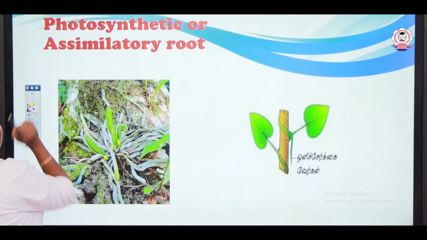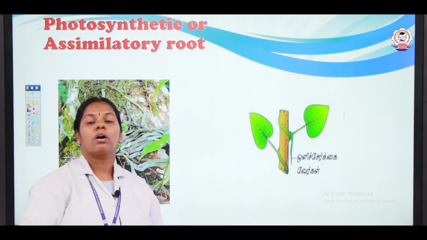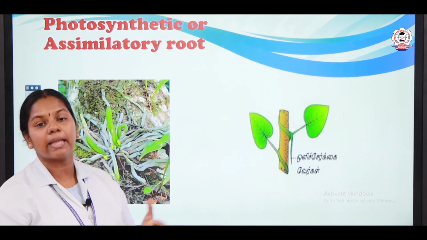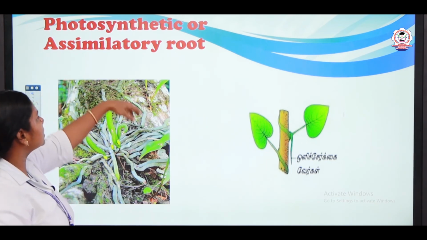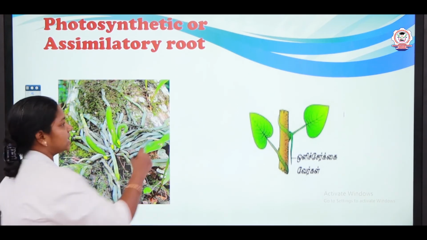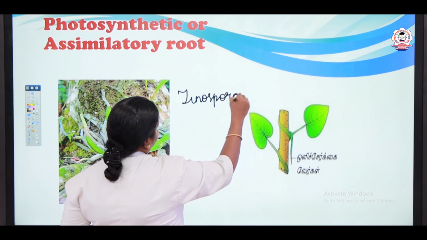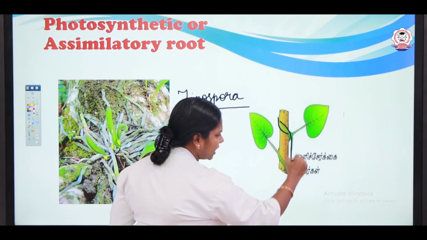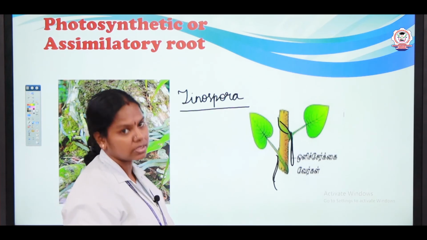So another function is the photosynthetic or assimilatory roots. Some roots develop chlorophyll and become green in color and perform the function of photosynthesis. Such roots we call photosynthetic or assimilatory roots. The example for photosynthetic roots is Ctenopsis. You can see the roots are also green in color and they perform the function of photosynthesis.